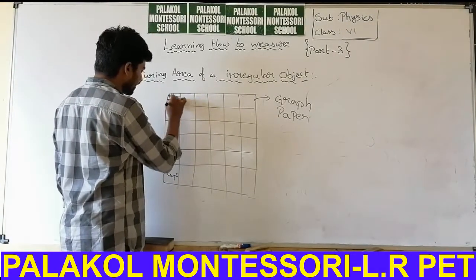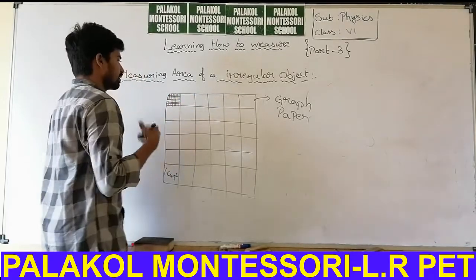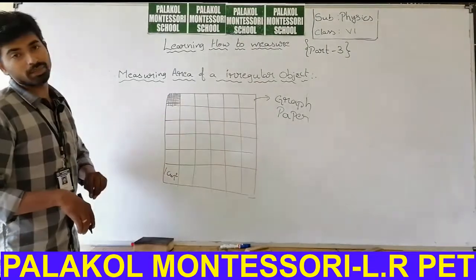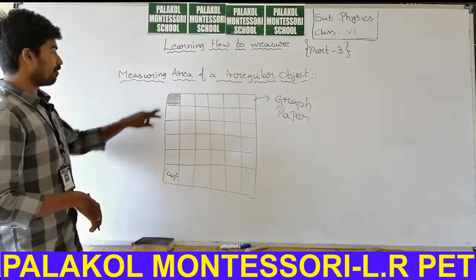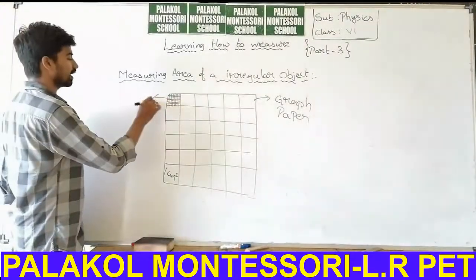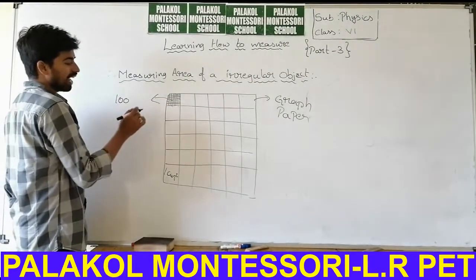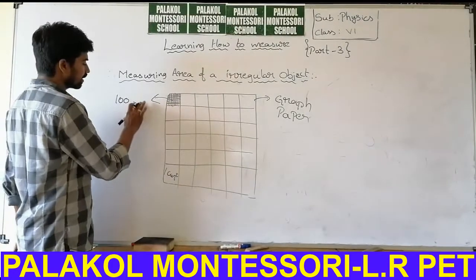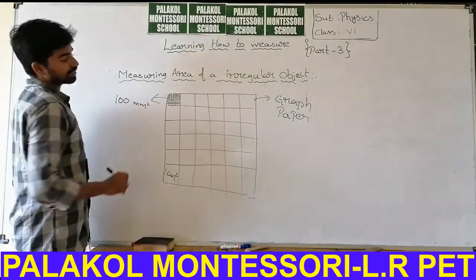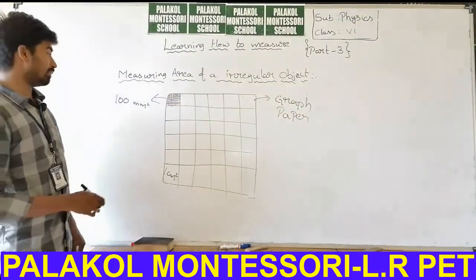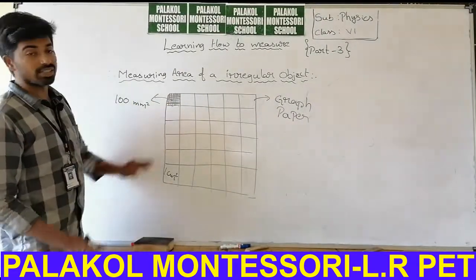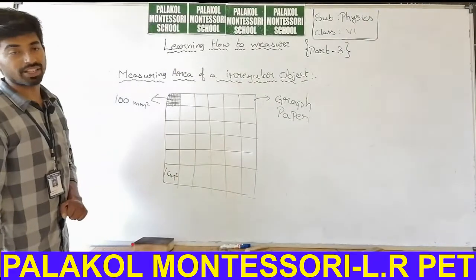Again this box is divided into some millimeter square boxes. How many boxes will be there? If you count these boxes, 100 boxes will be there, each of 1 millimeter square. That's why we say this is 100 millimeter square. So 100 millimeter square is equal to 1 centimeter square.